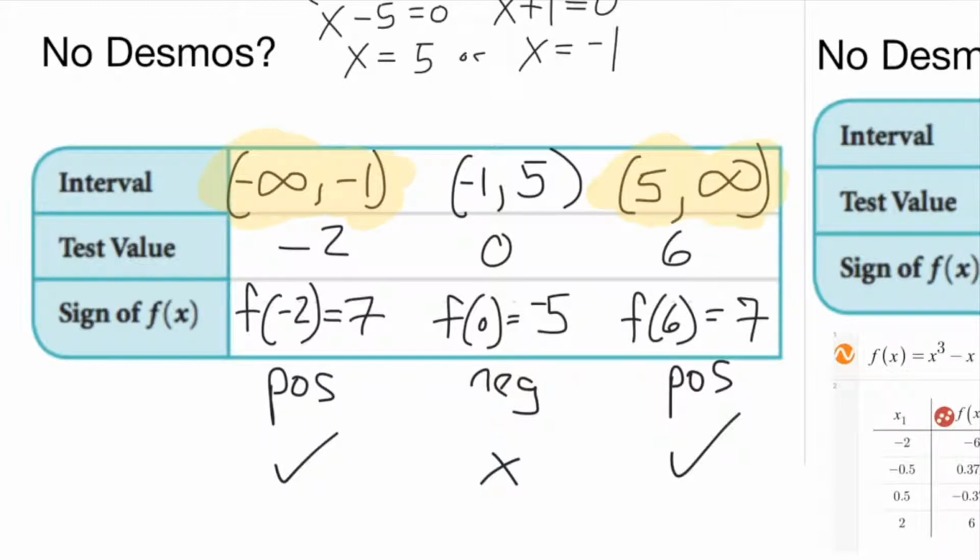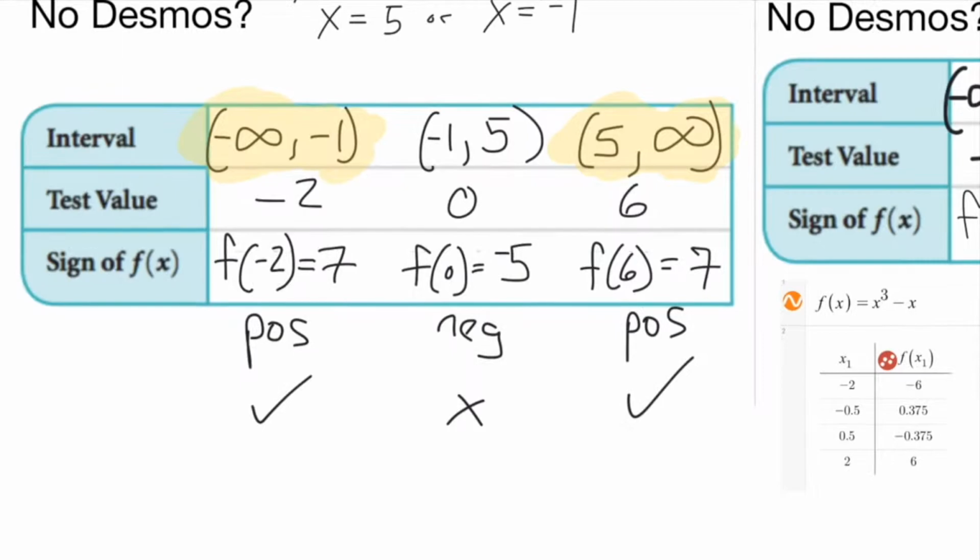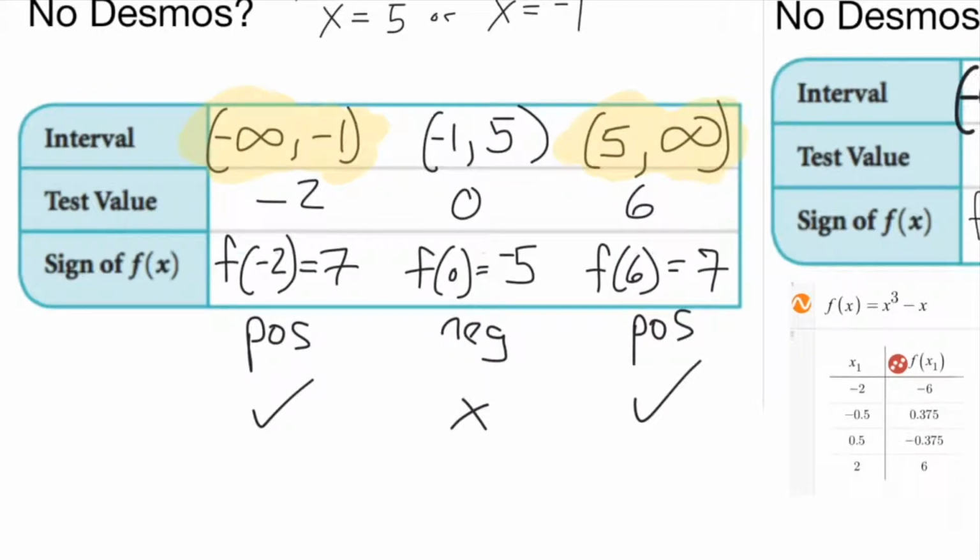However, you see that this middle interval, you can take a test value of 0. You could have also chosen 1, 2, 3, 4, 4.5, 4.9, 4.99999, any number between negative 1 and 5, not including negative 1 and 5. Take 0, mostly because it's easy to calculate. You say f of 0, what is that? It's negative 5. And therefore, because this is negative, all of those test points are going to be negative, and we don't want to include this interval in the answer.